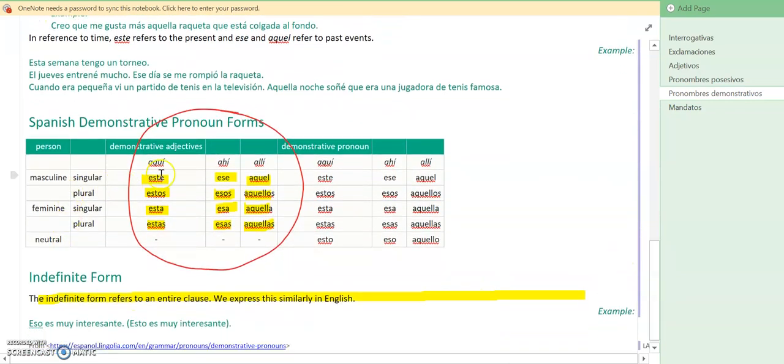So this is just a chart with those demonstratives again. Este for this, ese for that, and aquel for that over there, and then the forms if they're masculine, feminine, singular, or plural.